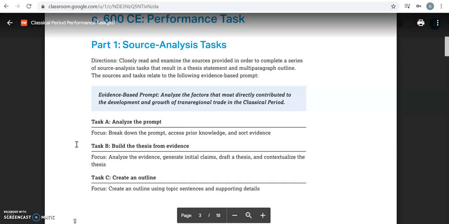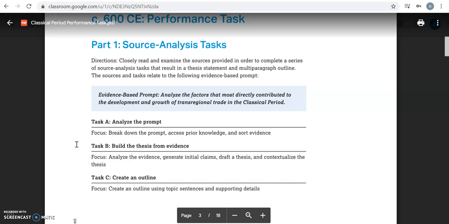The prompt is directing us to make a thesis, and we're going to build on that. So analyze the evidence, generate initial claims, draft a thesis, and contextualize the thesis. Contextualize it, so place it in its proper period or its proper place in the history we're talking about. We're not talking about the American Revolution, obviously. We're talking about ancient Rome, ancient Greece, these periods that are more than 2,000 years old, right? Okay, so that's task B.